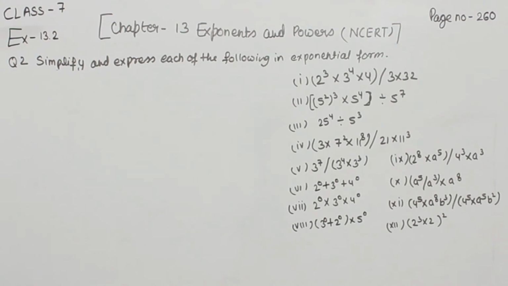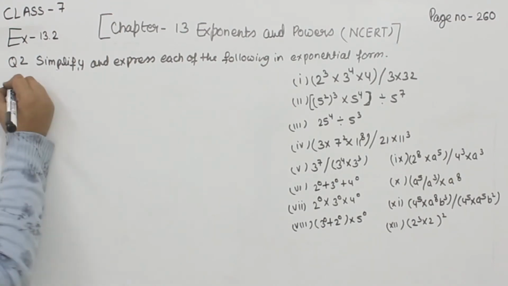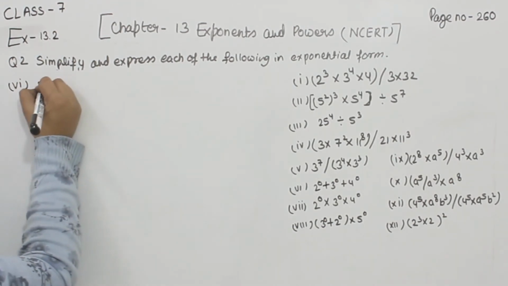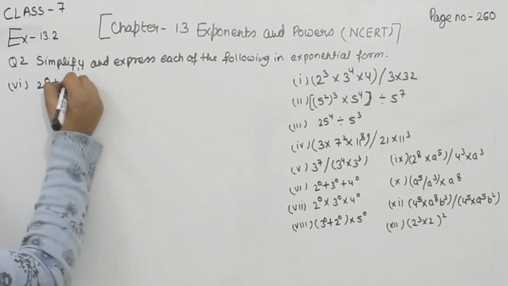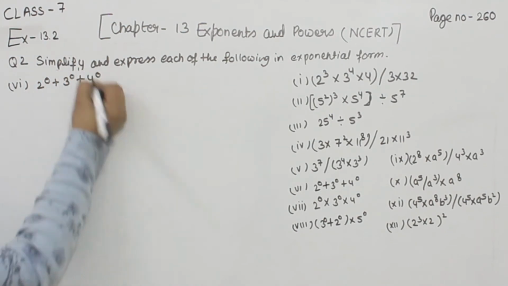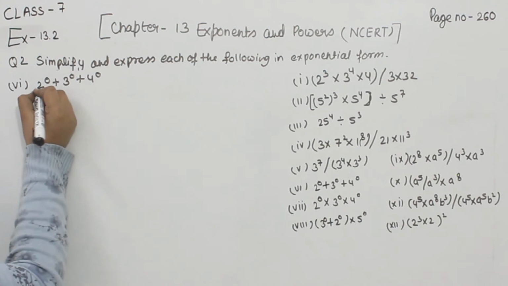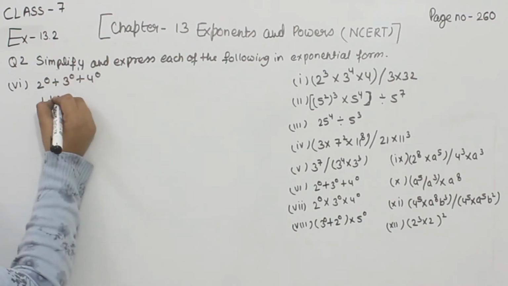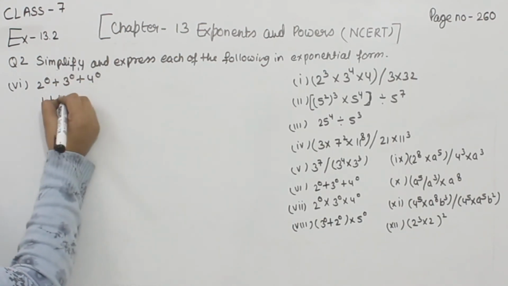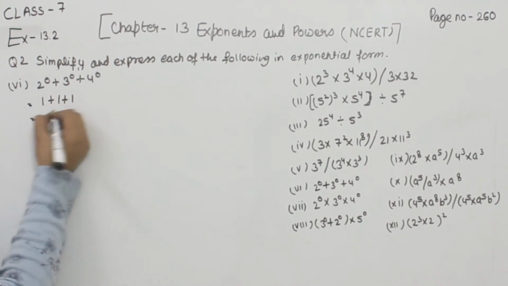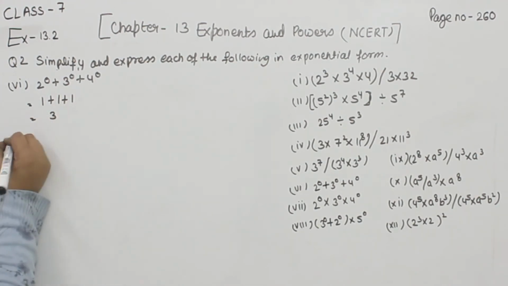Now comes to the part 6. In the part 6 we have 2 to the power 0 plus 3 to the power 0 plus 4 to the power 0. If any number is having power 0, that means the value will be 1. So 2 to the power 0 means 1, 3 to the power 0 means 1, 4 to the power 0 means 1. So 1 plus 1 plus 1 will have 3. So this is the part 6.